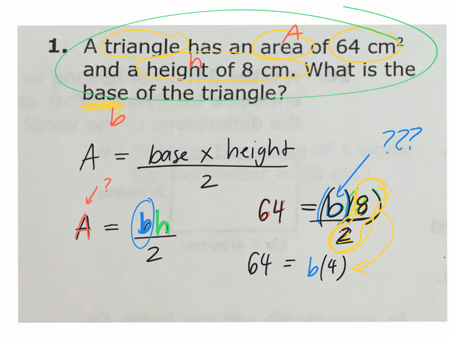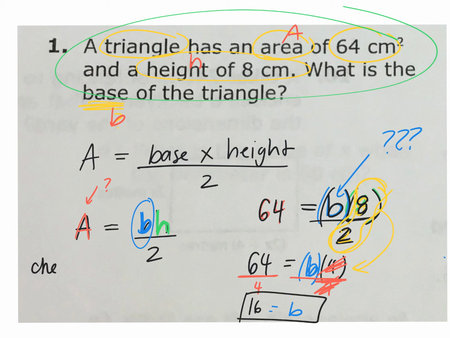This says B times 4. What's the opposite of times? If I divide this by 4, am I getting rid of this? Am I left with just B? What do I have to do on the left side? If I divide it by 4 here, what do I have to do here? Divide it by 4. So B is equal to, what's 64 divided by 4? That's it. Does that make sense?